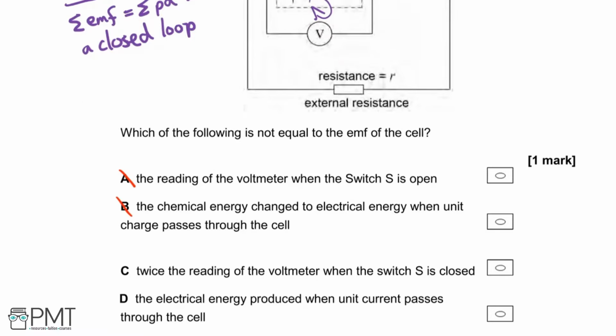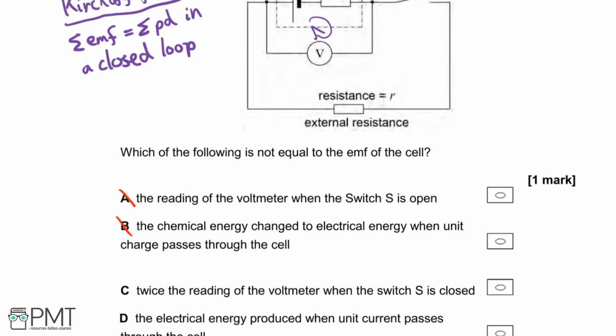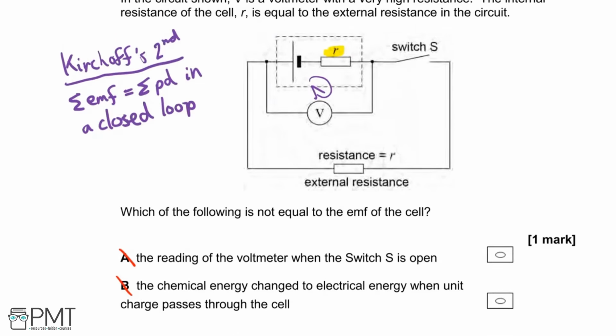For C, twice the reading of the voltmeter when the switch S is closed. Now I would say this is the most complex one. You really need to think about how Kirchhoff's second law might apply, for example, and how the voltages line up. So looking at this diagram, you can see that the voltmeter is connected in such a way that we may as well put it directly across the external resistance, because these 2 connection terminals could just be connected across the resistor, and it would give exactly the same value.